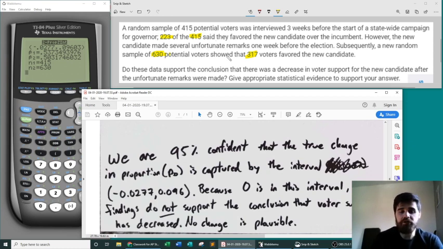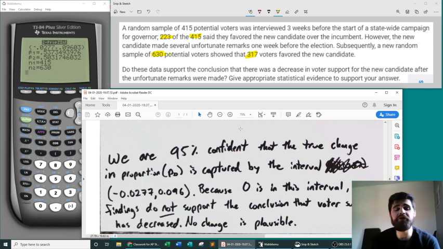These numbers are too close for us to make any confident conclusion that anything has changed. It's possible that they're only slightly different. Remember, it's only a 3.5% difference. They're only slightly different due to random chance. So based on this data, we cannot draw any big conclusions here. It's possible that voter support has not decreased.